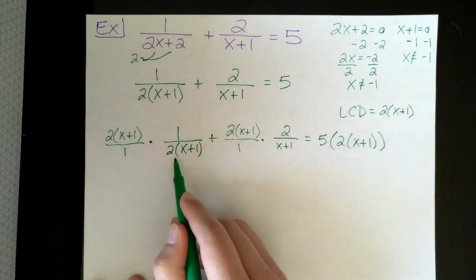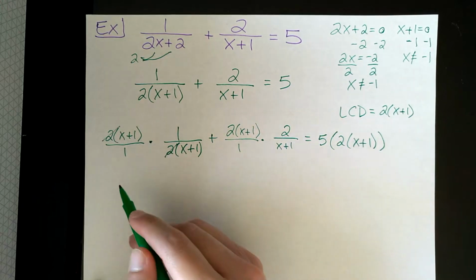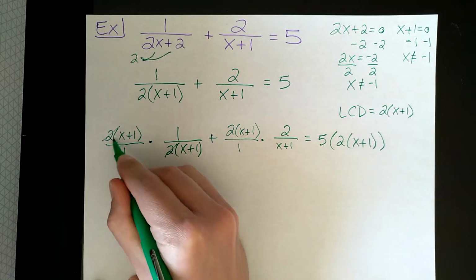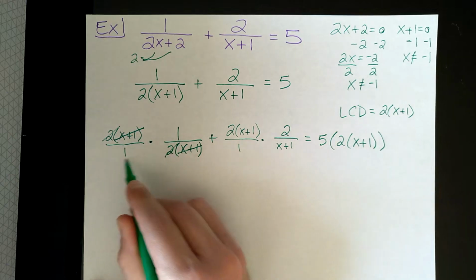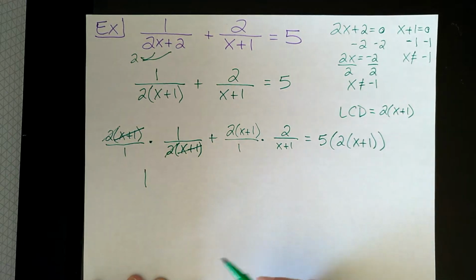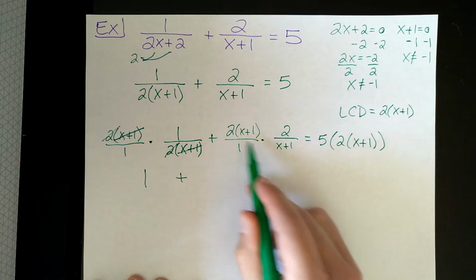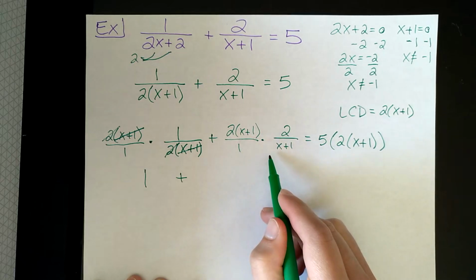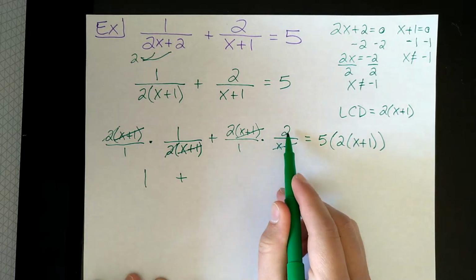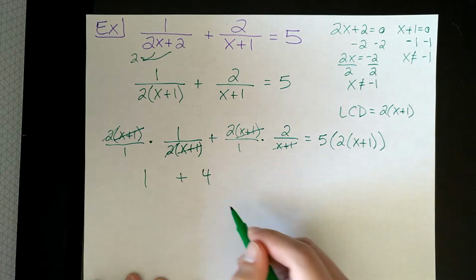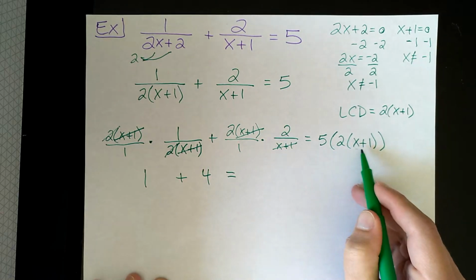So notice the 2's are common on the top and bottom of each of these fractions that are being multiplied. So we cancel the 2's, and the x plus 1's are common. We cancel the x plus 1's, leaving us with just 1 over 1, which is just 1. Plus, here, the 2 is not common in the top and bottom. We cannot cancel it, but the x plus 1 is. So we cancel that, leaving us with 2 times 2 over 1. That's just 4. And that's equal to 5 times 2 times x plus 1.